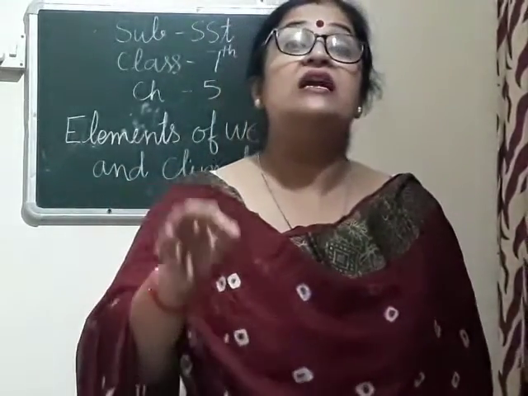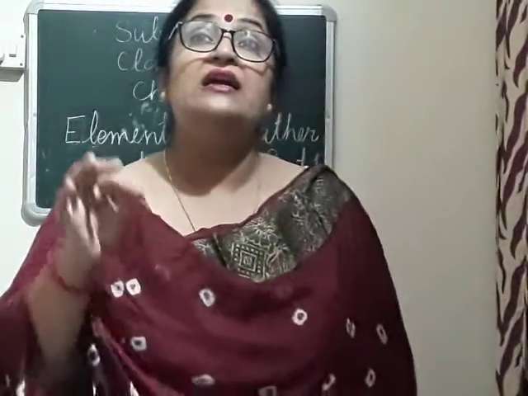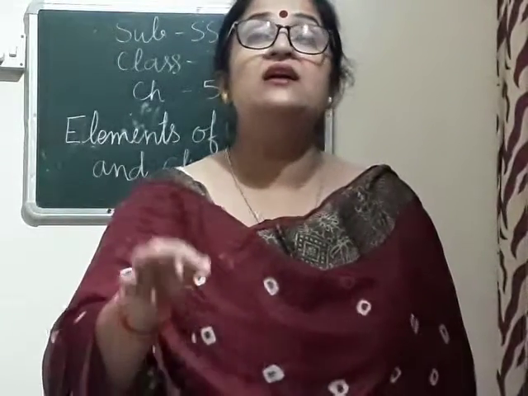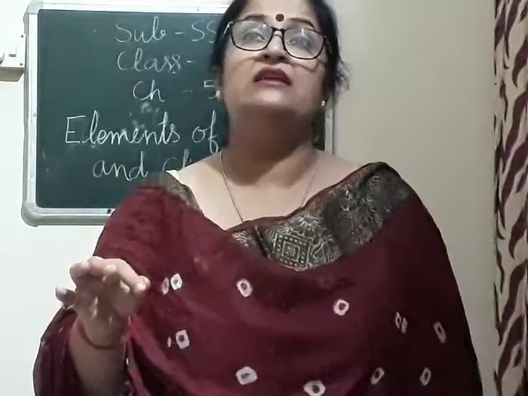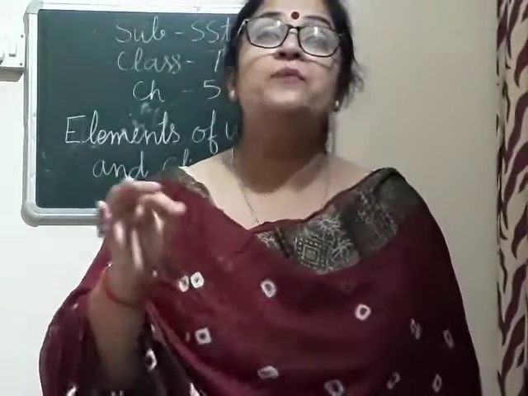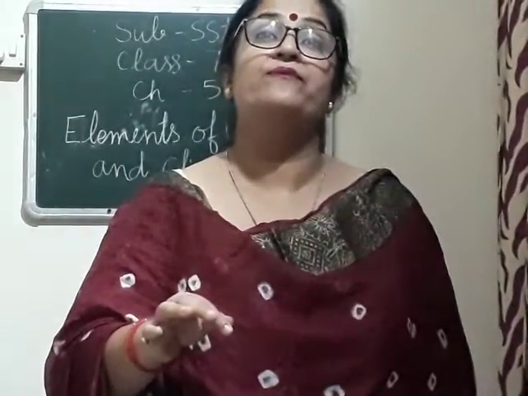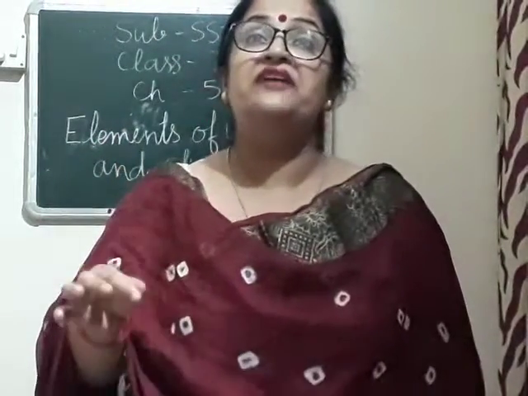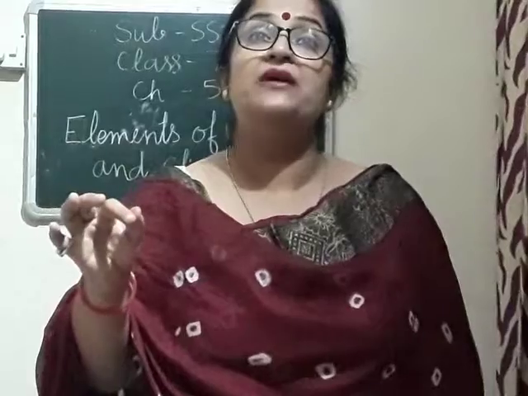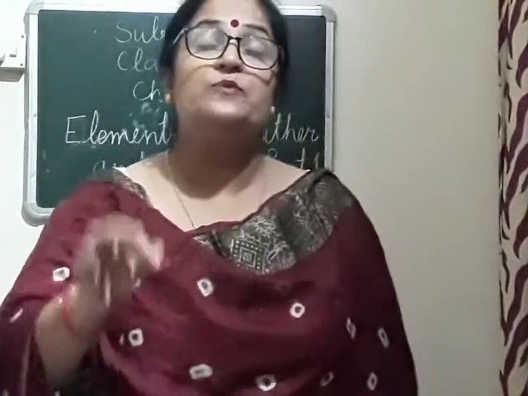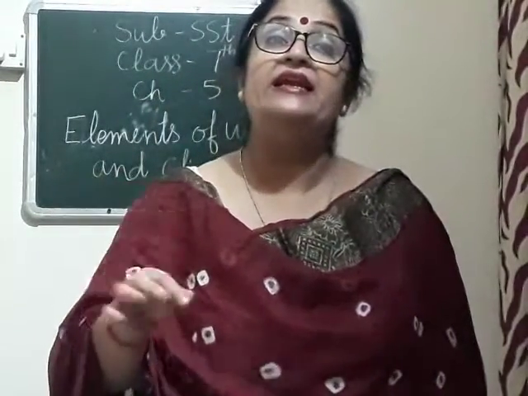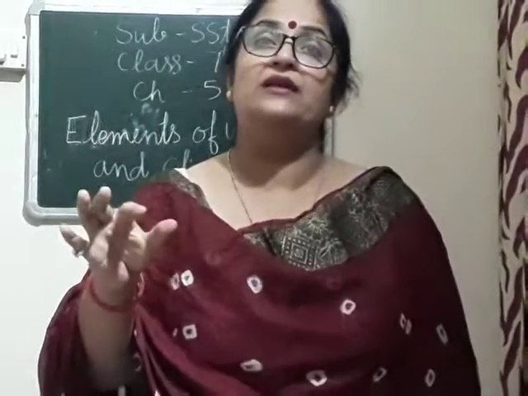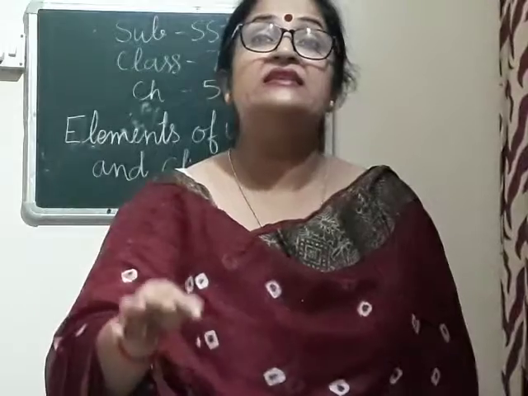Now about climate. What is climate? Climate refers to the weather in a particular region for a long period of time, say 30 to 35 years. For example, you can expect rains in India in July and hot summers in April. This is climate.